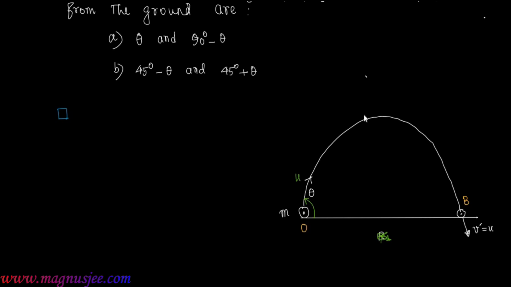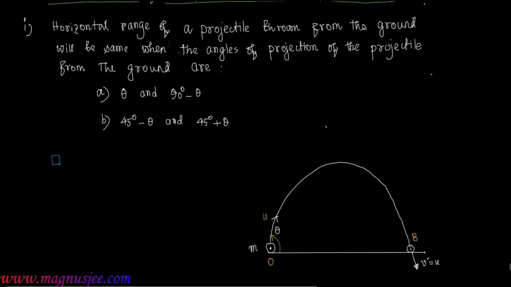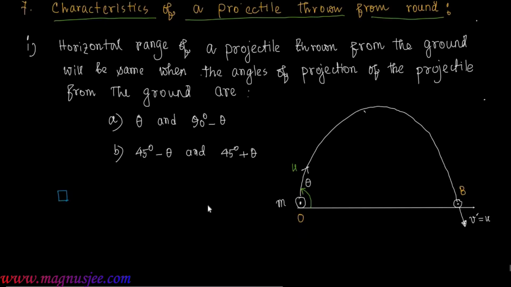We can denote the horizontal range of the projectile as R1. For this case, R1 is the horizontal range or horizontal displacement of the projectile. When the projectile is thrown with the same velocity u from the ground at an angle 90 degree minus theta, in that case, the projectile will describe this type of parabolic trajectory and will strike the ground at the same point B.